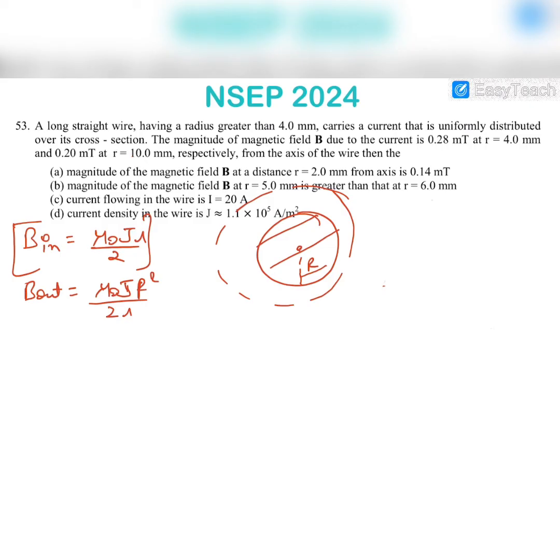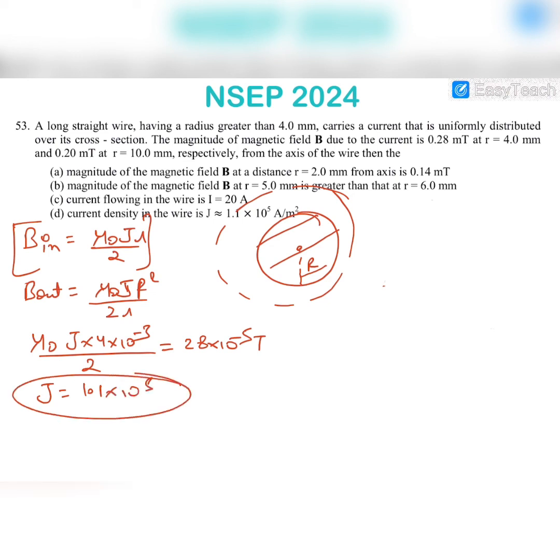So we can say that mu naught J R by 2 will be equal to 0.28 where R is 4 into 10 raised to power minus 3, and divided by 2 it is 28 into 10 raised to power minus 5 Tesla. So from this, J will be 1.1 into 10 raised to power 5 ampere per meter square. So D option is correct.